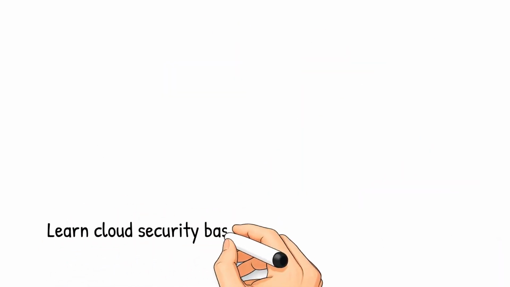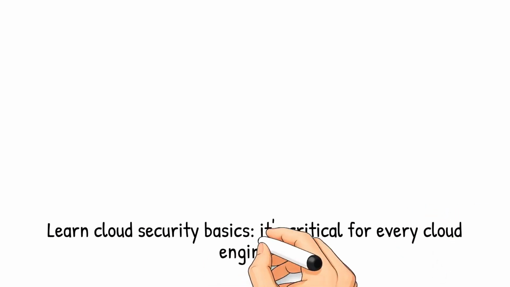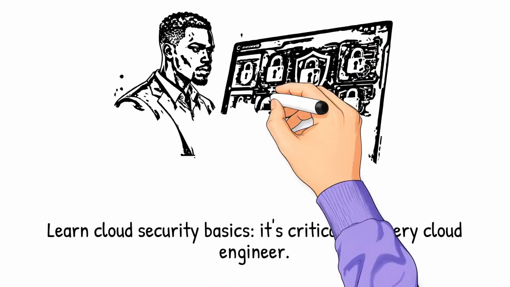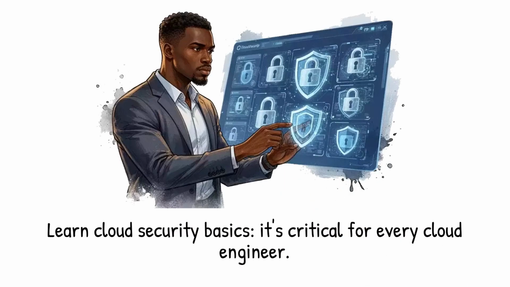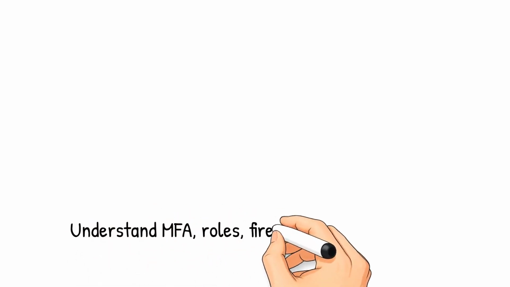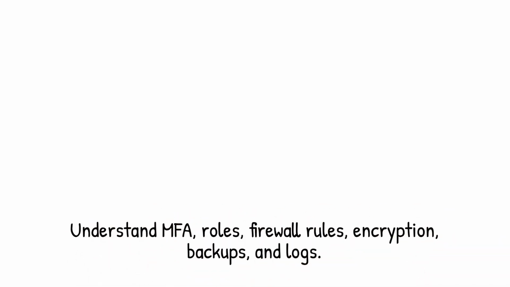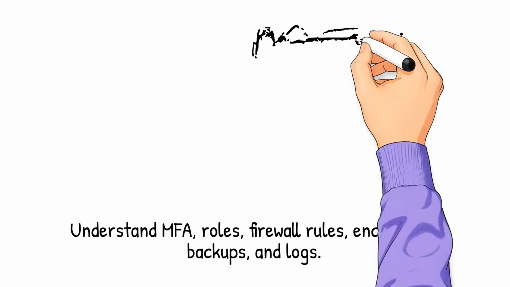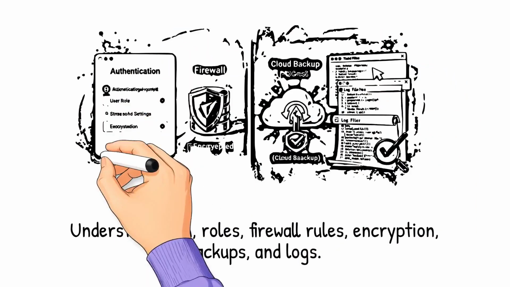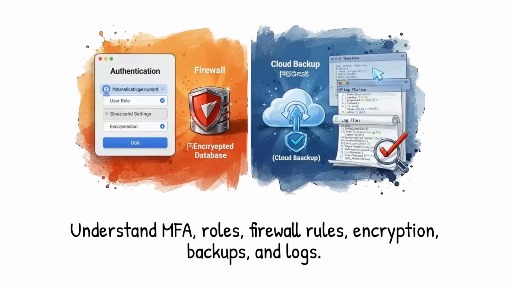Step 8. Learn cloud security basics. Security is not optional in the cloud. It's one of the most important things employers look for. Learn these key ideas. Least privilege: only give access to what's truly needed. Multi-factor authentication. The difference between users and roles. Firewall rules, also called security groups. Encryption, backups, and logging so you can see what happened.